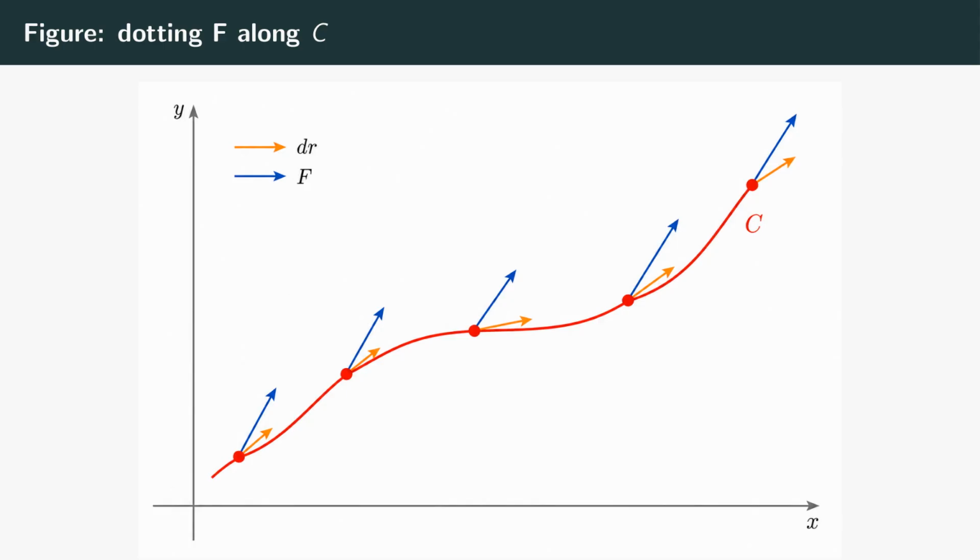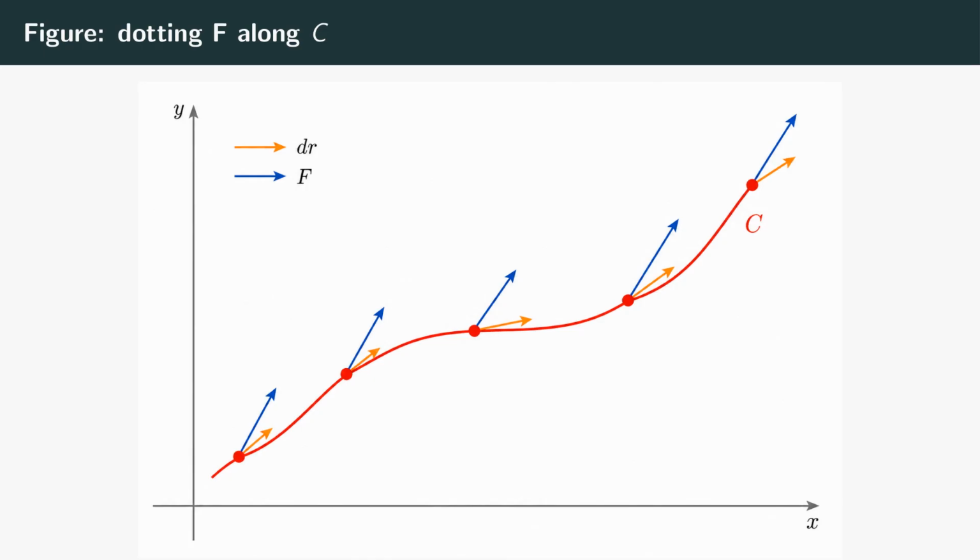Here is the picture that makes the definition concrete. The red curve is C. I have placed 5 sample points along it. At each sample, 2 arrows: the orange one, dr, lies along the curve, a tiny step in the direction of motion. The blue one, F, is the vector field evaluated at that point.